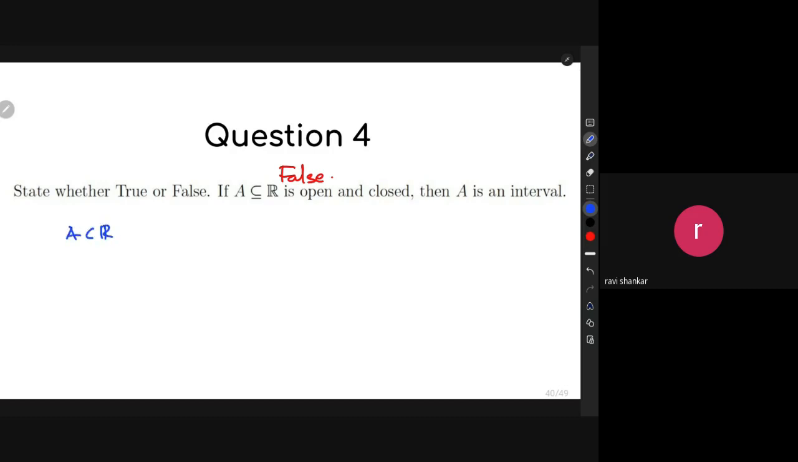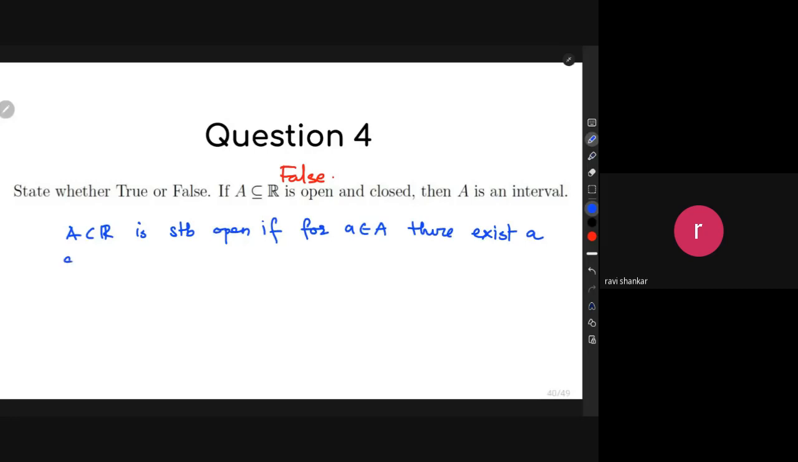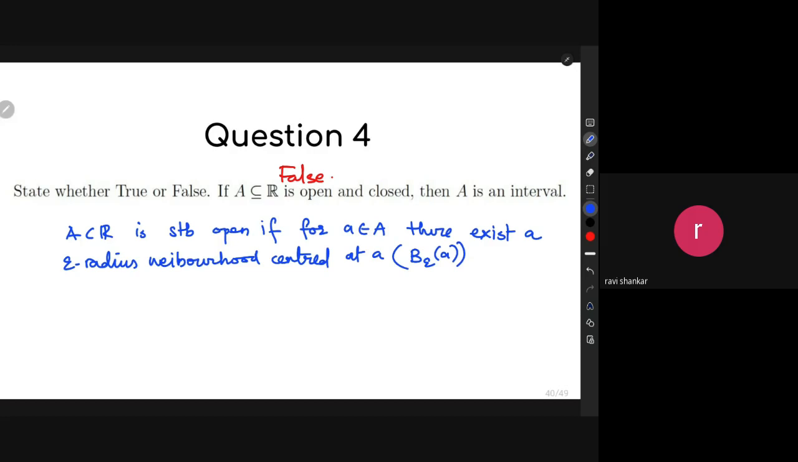A subset A of R is said to be open if for each element a in A, there exists an epsilon radius neighborhood centered at a, which can also be denoted by the ball B epsilon of a, which is contained inside A.